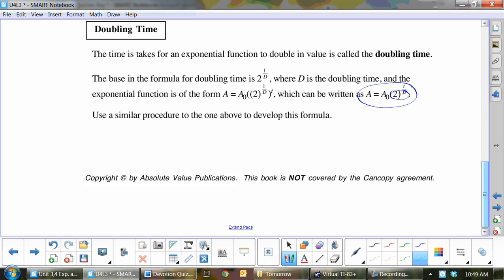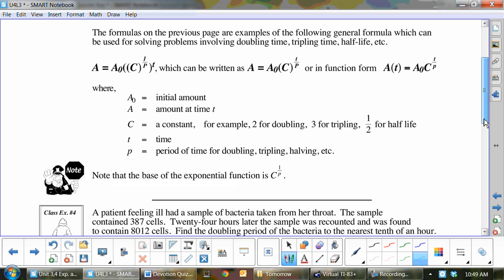Now, so to be very general at this point, this is going to be the formula that we will use right here. The amount that is left equals the amount we started with times C. C is the constant. It is 2 for doubling, 3 for tripling, half for half-life, okay? So that's C.